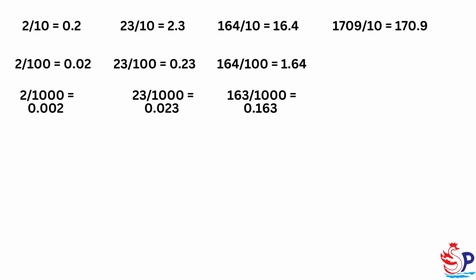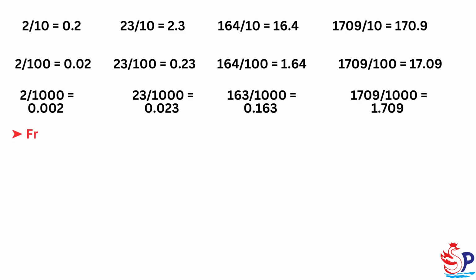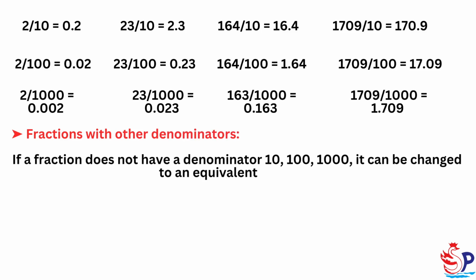1709/10 equals 170.9. 1709/100 equals 17.09. 1709/1000 equals 1.709. Fractions with other denominators. If a fraction does not have a denominator 10, 100, 1000, it can be changed to an equivalent fraction.